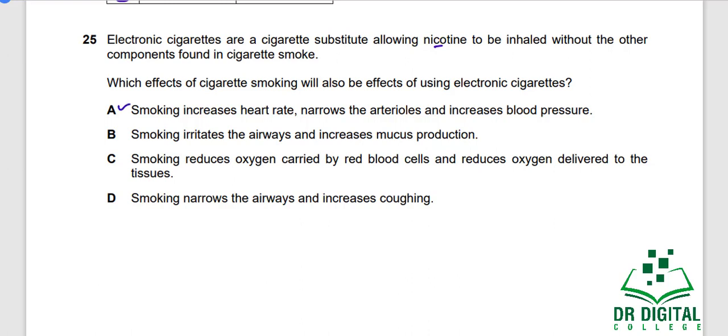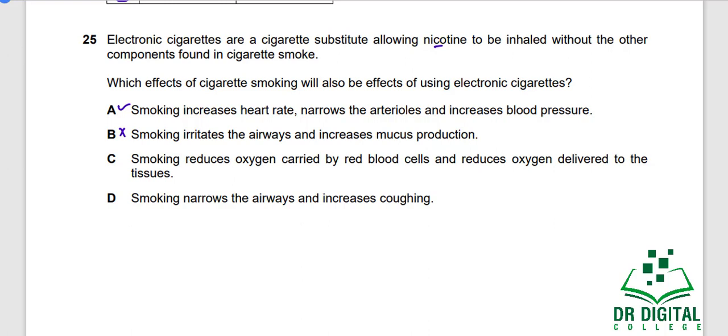Now let's see why B, C and D are wrong. Smoking irritates the airways and increases the mucus production. You know that this is the job of the irritant, that is tar. So tar will not be present in the electronic cigarette.